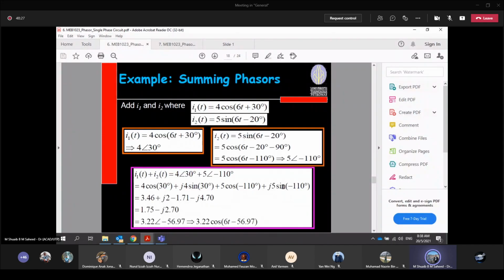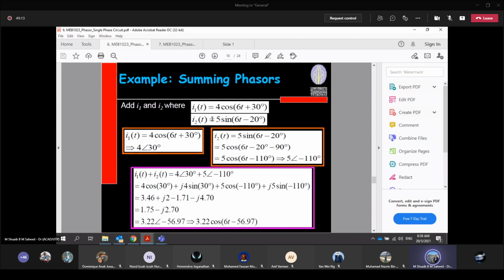Okay, some example. Let's add this I1 and I2. The given I1 is 4 cos(60t plus 30), and I2 is 5 sine(60t minus 20). So we can take our first current and try to represent it in the phasor form. That will be the amplitude 4, angle 30 degree, equals I1.